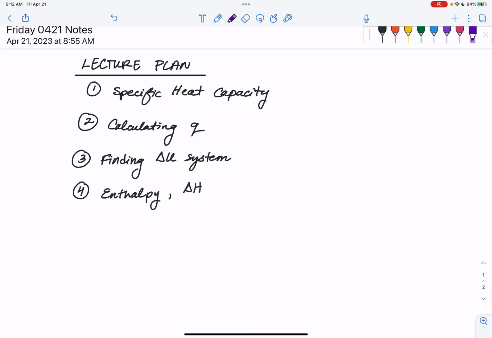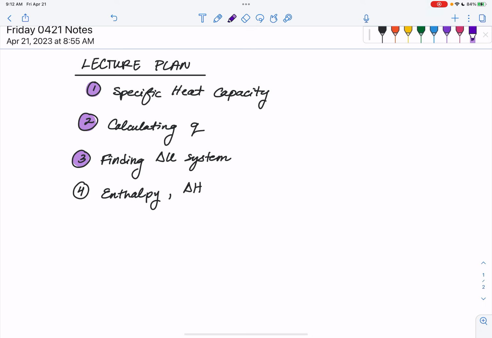So with that out of the way, let's talk about our plan for the day. We are going to start by talking about specific heat capacity. I'll remind us about the question that we left off with on Wednesday about what kind of thing could also affect heat Q. And then we will get some practice in how to calculate or quantify some amount of heat Q.